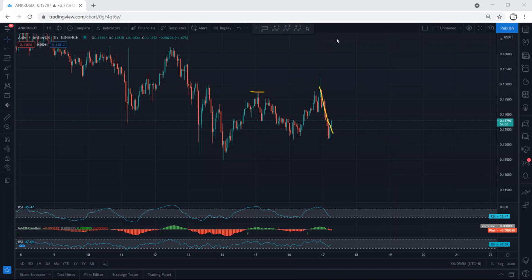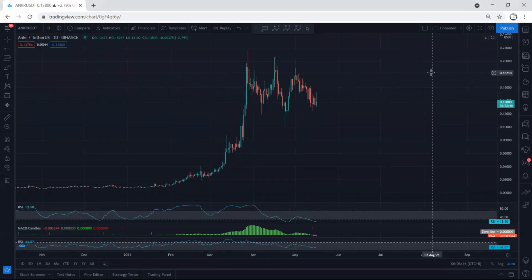Okay, now we want to see what's next, because what we were looking for, if we get the flat, then in this move we were expecting the price to retest the previous low. Now we want to see how we can look for a chart and how we can look for a trade. Anyway, we move to the daily chart again.